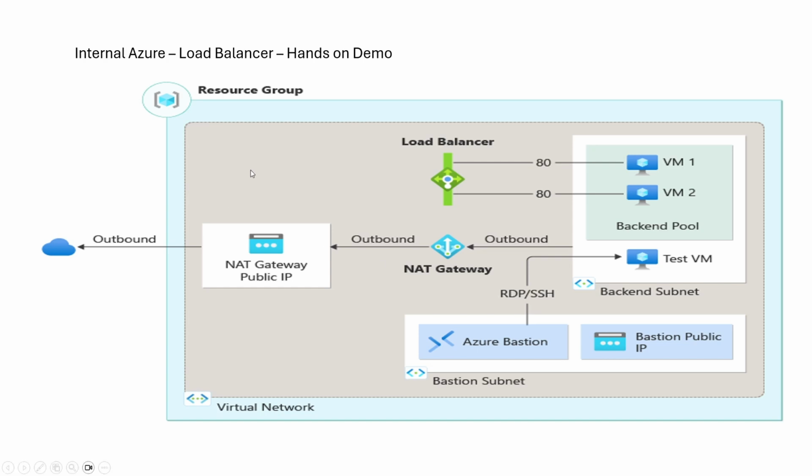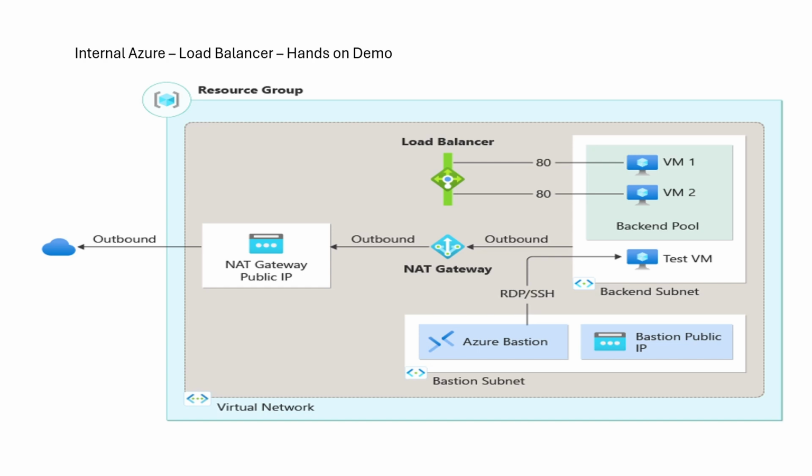You see on my screen, this is the architecture that we are going to implement today. We will have a virtual network. Inside the virtual network, we will have two subnets, one for Azure Bastion and another for our VMs, which will act as the backend pool for our load balancer. We are using Azure Bastion so that we don't assign any public IP to our VM to access. Azure Bastion basically will connect to our test VM.